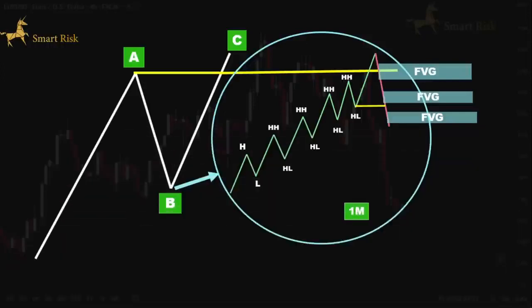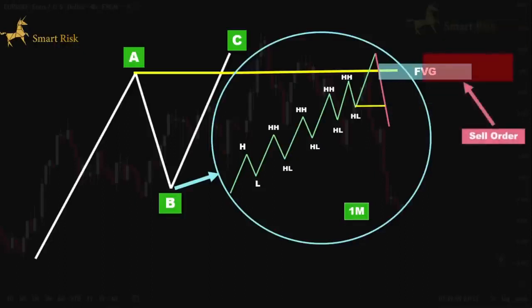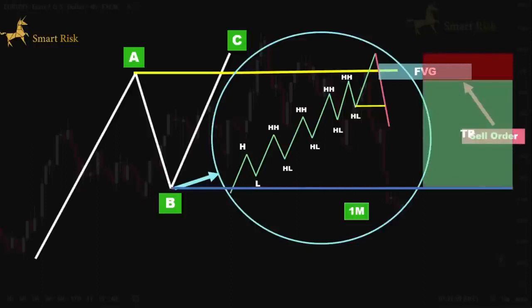We may obviously miss some trade opportunities by setting our order in the first fair value gap, but it provides a high reward to risk ratio. So here, we have a valid fair value gap. In the next step, we need to put our sell limit order at the lowest point of the fair value gap. Then we should set our take profit at the lowest point of the B wave, and the stop loss must be set a couple of pips above the fair value gap's first candle.